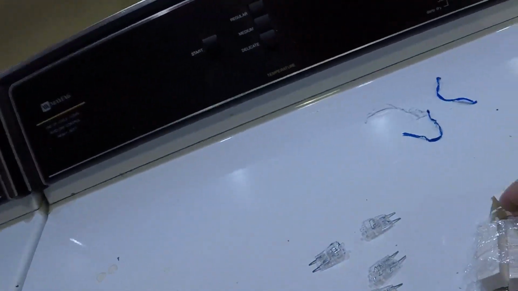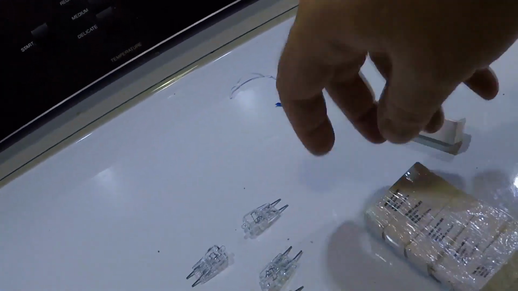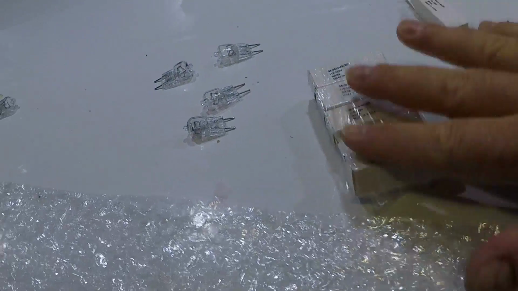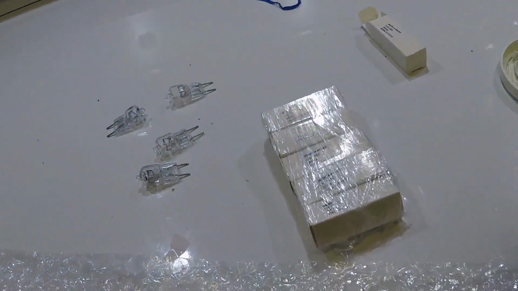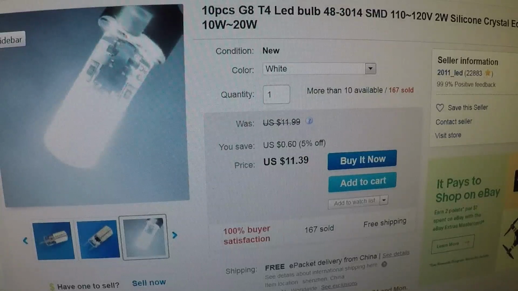Another quick product review. Like I said, I got a package of 10 of these. Got them on eBay. The price, let me check the price. Okay, that's them. $11.39 from China, e-packet delivery. So bought them on the 23rd. They arrived July 13. So you're looking at about 3 weeks, 3.5 weeks, something like that. So really not bad, coming from China.